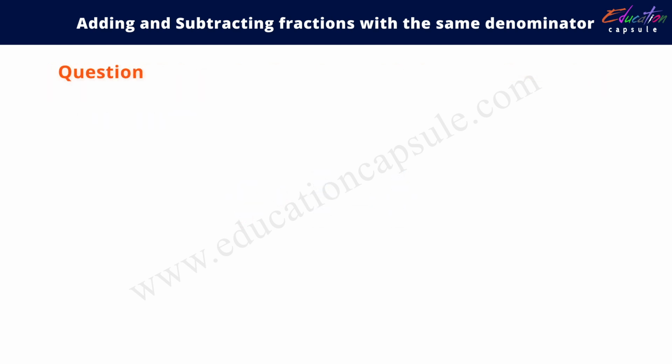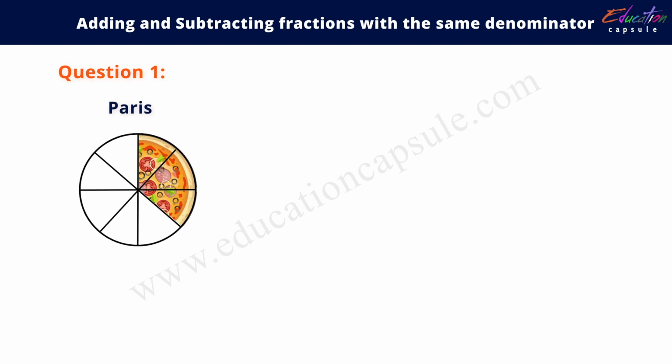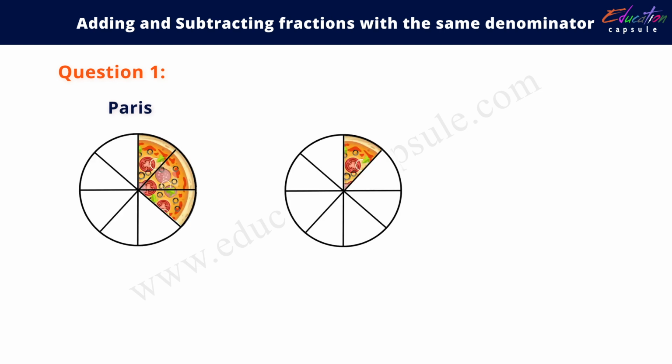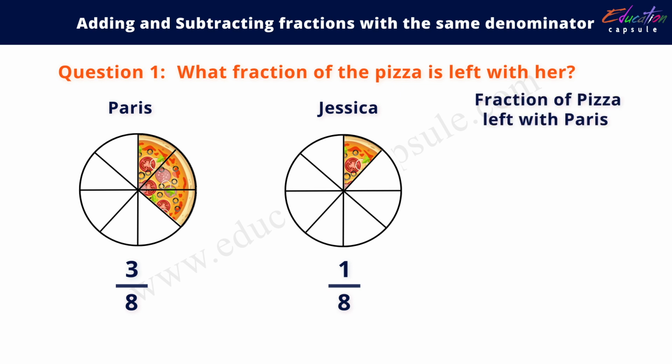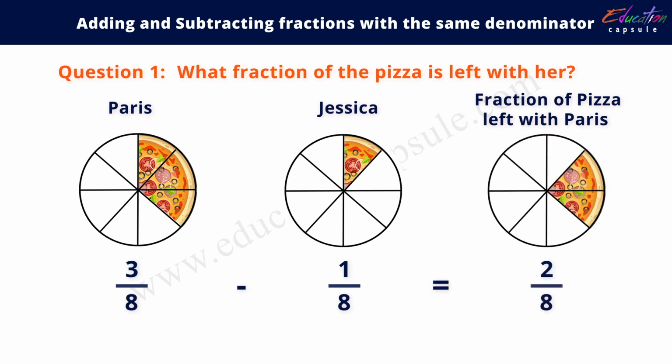Let's try a few questions. Question 1. Paris has 3/8 of a pizza. She gave 1/8 out of it to Jessica. What fraction of the pizza is left with her? Fraction of pizza with Paris is equal to 3/8. Fraction of pizza given to Jessica is 1/8. Therefore, fraction of pizza left with Paris is equal to 3/8 take away 1/8, that is equal to 2/8.